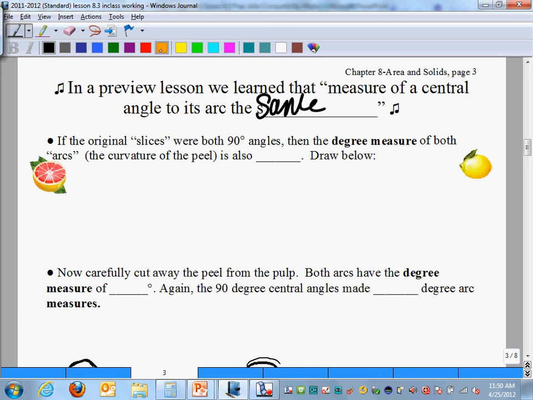Now I want you to draw just those wedges that you have on your plate. You have a larger orange wedge and a smaller tangerine wedge.